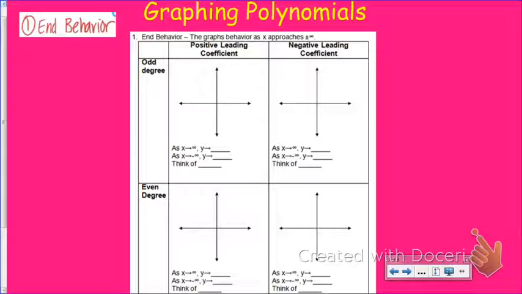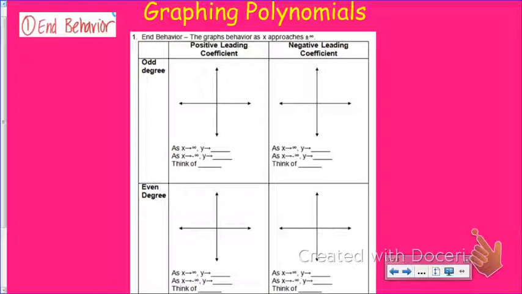End behavior is going to tell us where our graph starts and where our graph ends. In order to figure out end behavior, we're going to look at two things in our equation. We're going to look at the degree of the polynomial, which we looked at yesterday when we talked about what polynomials were, and then we're going to look at the leading coefficient, and determine whether it is a positive or negative leading coefficient, and whether the degree is odd or even.